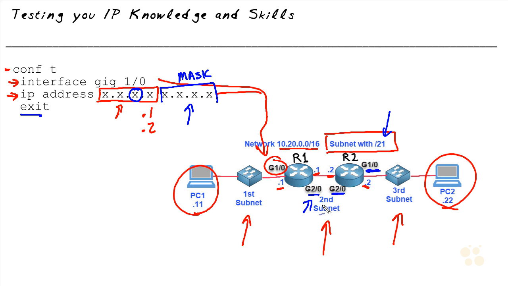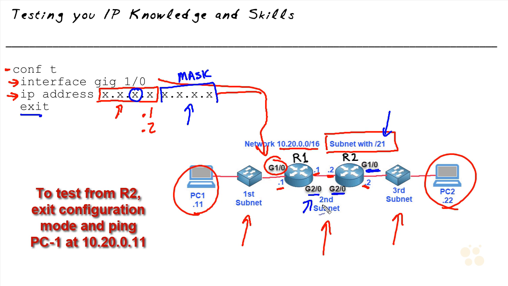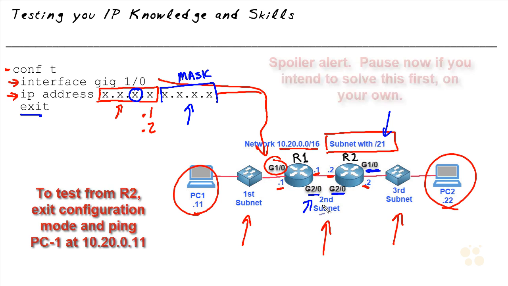And for those of you who plan to work this through and then test it before going through the rest of the walkthrough, one simple way to verify that everything is working is that when you're done with the configuration on router 2, you could exit configuration mode and do a ping out to PC1's address at 10.20.0.11. And if that works, that's a way to verify that your configuration is correct.